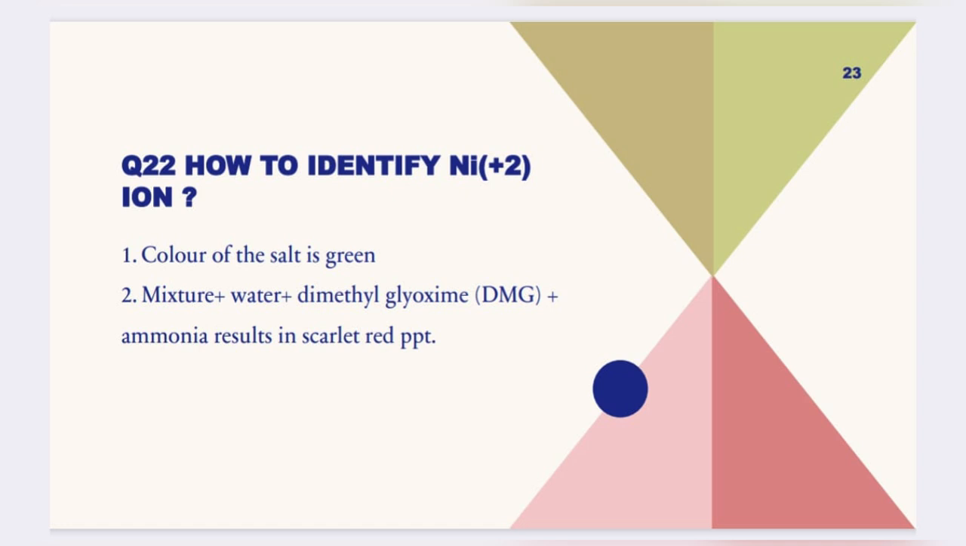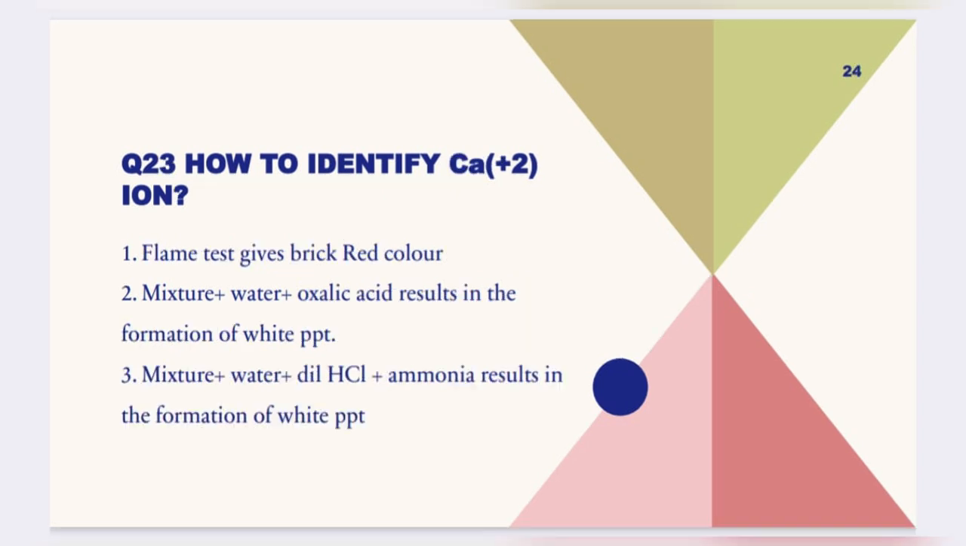Okay? Initially when you add ammonia, you won't get a PPT. Don't stop. Keep on adding it because ammonia is responsible for the pH. PPT formation takes place only when the pH is balanced. So keep on adding ammonia till you get a scarlet red PPT, and this is the confirmation of nickel plus 2 ion.